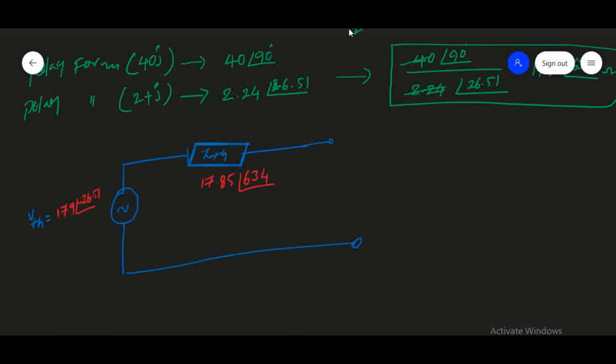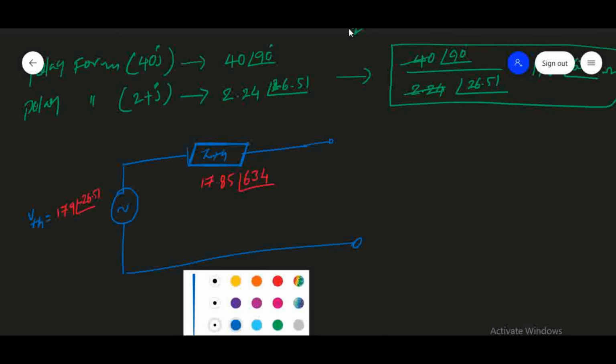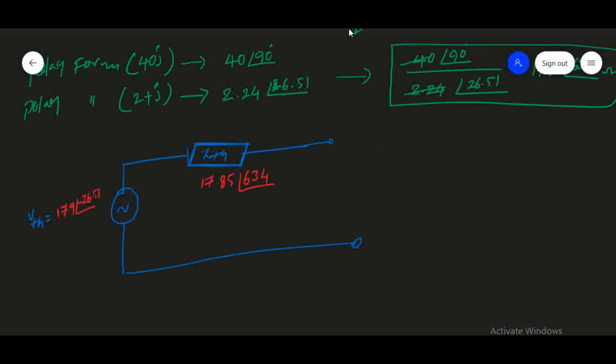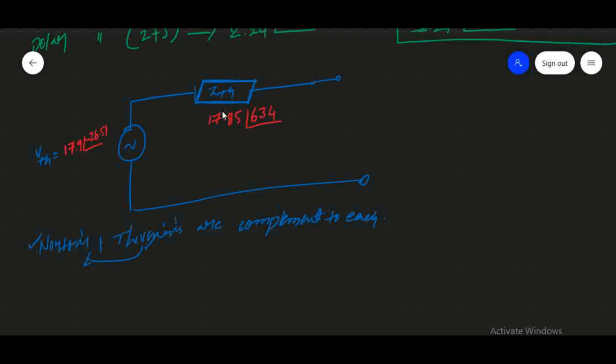We have a statement that Norton and Thevenin are complement to each other. It means that if you know Norton's theorem, you can easily find Thevenin's theorem. If you know the Thevenin circuit, you can directly convert it to the Norton circuit. Let us see how the Norton circuit looks.